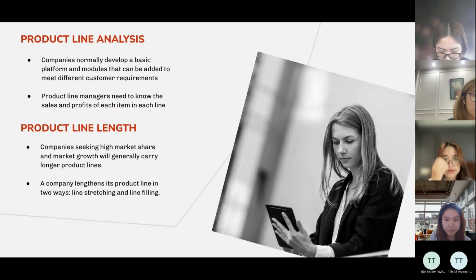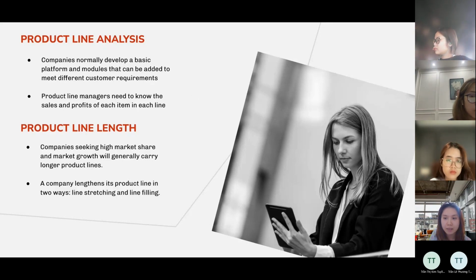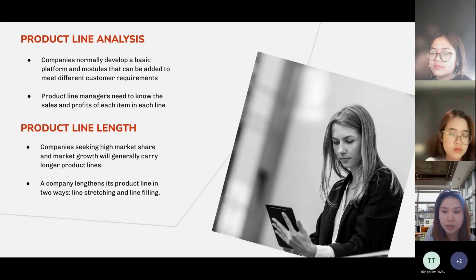And next, for product line analysis, in offering a product line, companies normally develop a basic platform and modules that can be added to meet different customer requirements. Product line managers need to know the sales and the profits of each item in each line to determine which ones to build, maintain, harvest, or divest. They also need to understand each line's market profile and image too.